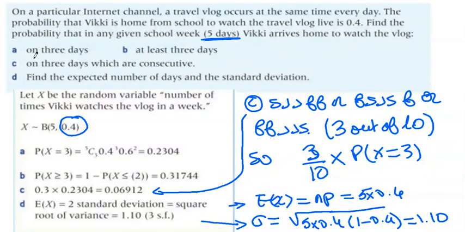The first one on 3 days. On 3 days, it means P of x equal to 3. So I just P of x equal to 3. I use the formula, and then I'll get the answer.